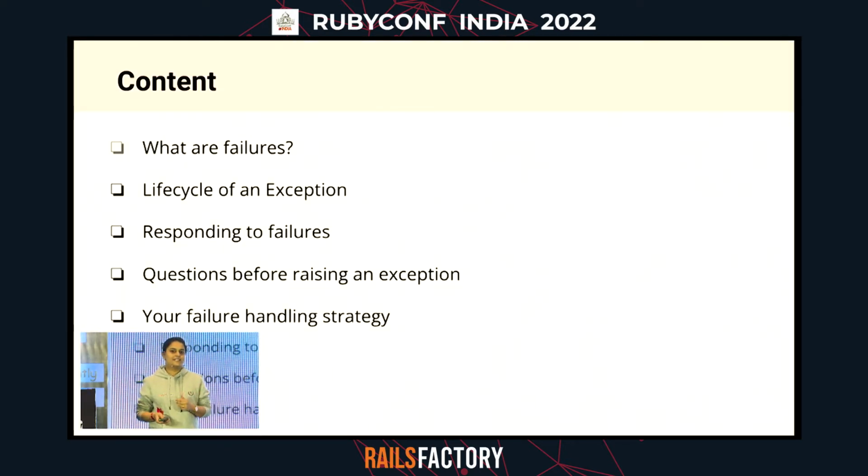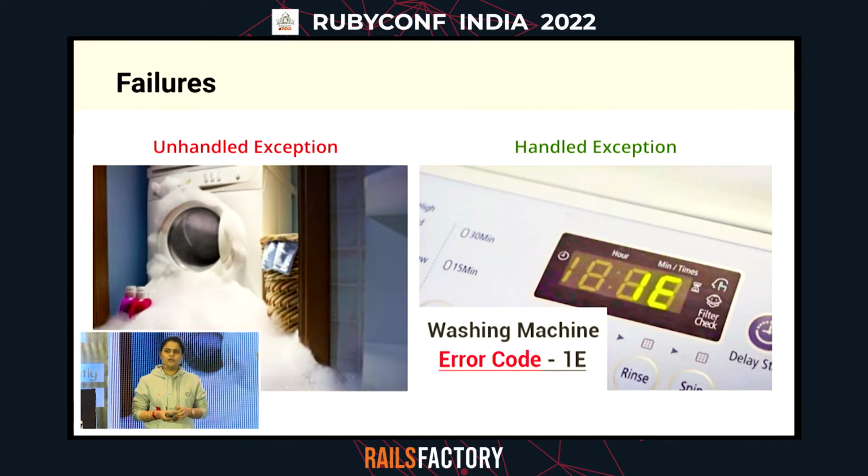Now, let's see more on what exactly the failures are, what the life cycle of an exception should be, how to respond to failures, some questions before raising an exception, and what your failure handling strategy should be. So, what do we mean by failures exactly? A failure is an inability of a system to satisfy its purpose.